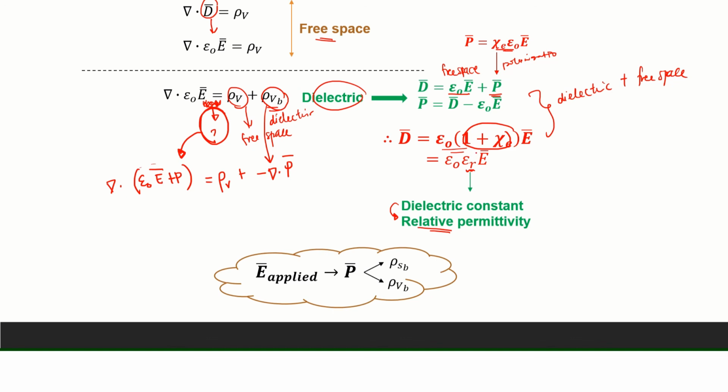The higher the value of relative permittivity, the higher the response to the electric field applied. So each particular medium has a different value of relative permittivity.